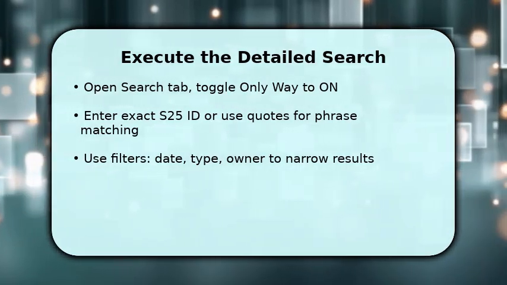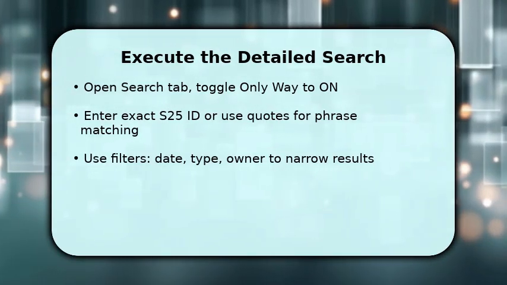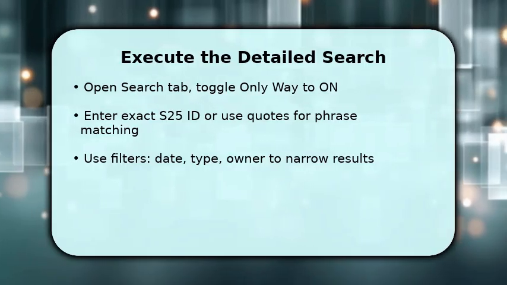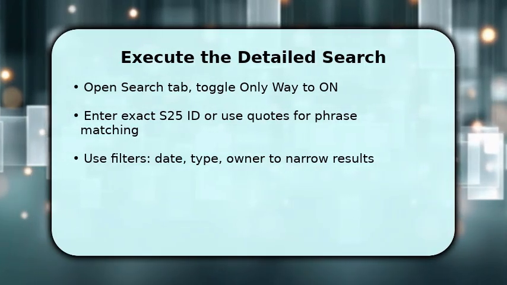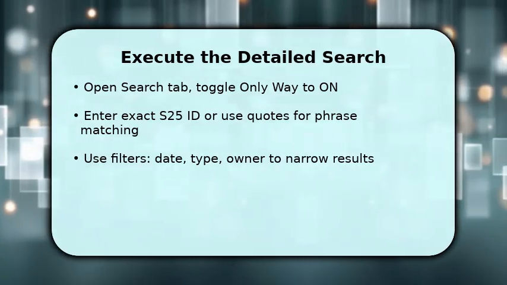positives. After that, apply filters, date range, content type, and owner to narrow the set. If results are many, refine with minus terms to exclude irrelevant hits. Remember, incremental refinement is faster than broad rescans.